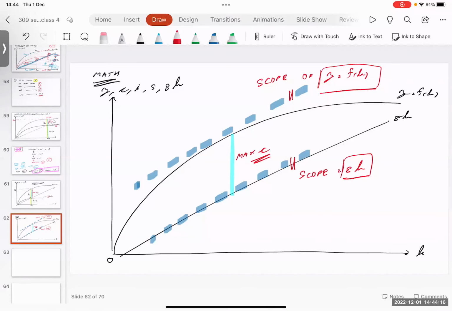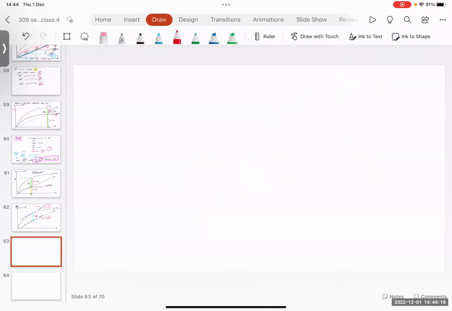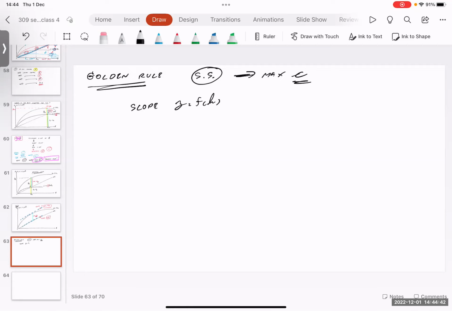Then we're going to find the slope of both curves together. So we're going to write down here: golden rule. The golden rule point is going to be the steady state point that gives us maximum consumption per worker. The condition is very simple. The slope of the upper curve, small y equal to function of small k, should be equal to the slope of the lower curve, delta k. This is the condition for the golden rule.